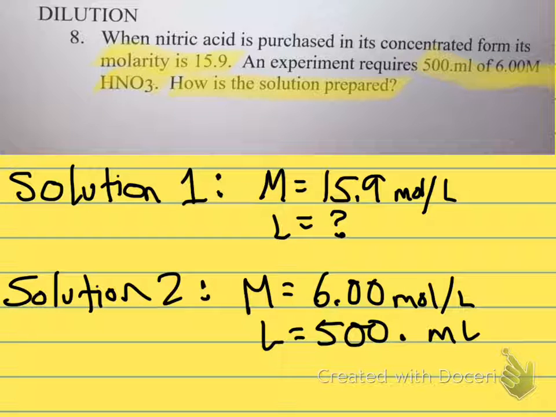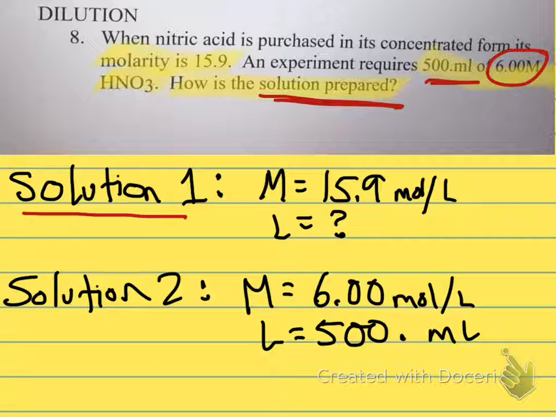So you should highlight or circle the important information. We're given the molarity of the initial solution. So solution 1, we are given its molarity. And we want to know how the solution is prepared. So we need to know how many liters of solution 1 we need in order to create this second molarity and only 500 milliliters of it.